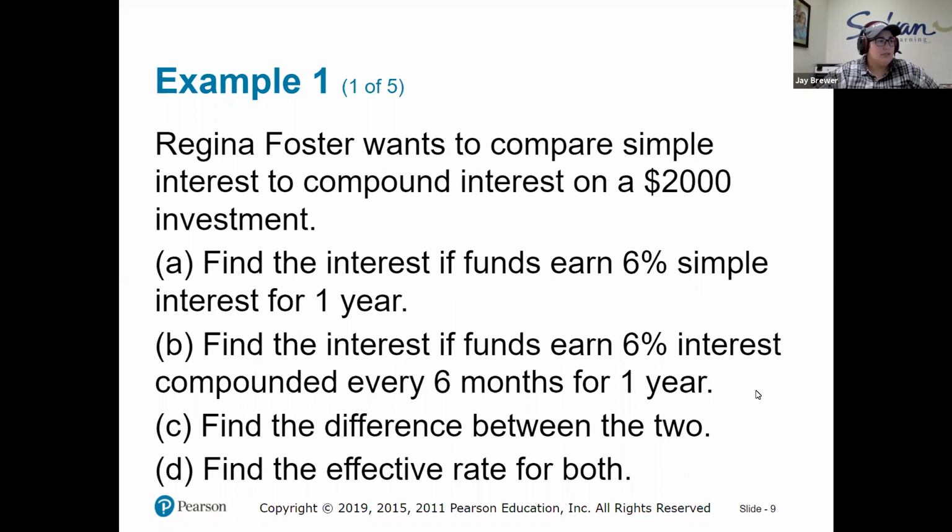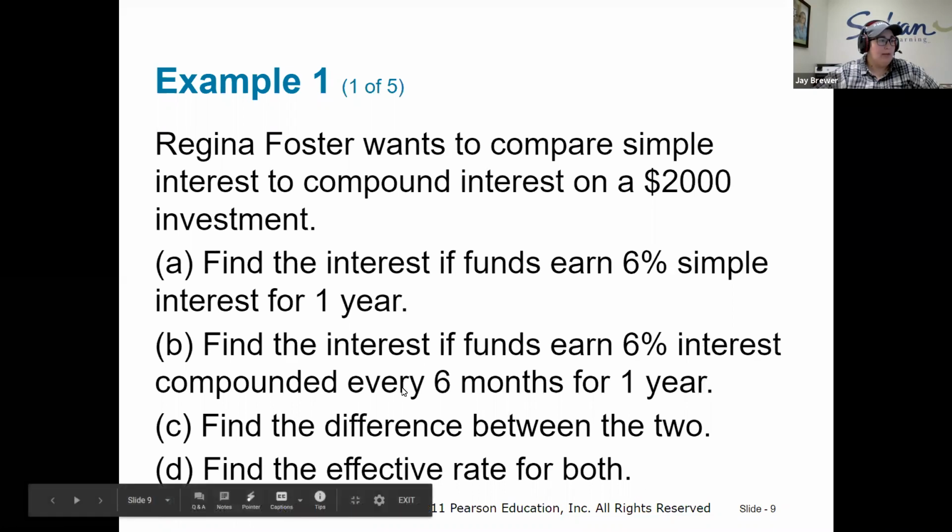Regina Foster wants to compare simple interest to compound interest on a $2,000 investment. Find the interest if funds can earn 6% simple interest for 1 year, if they can earn 6% interest compounded every 6 months for 1 year. Find the difference between the two and find the effective rate for both.